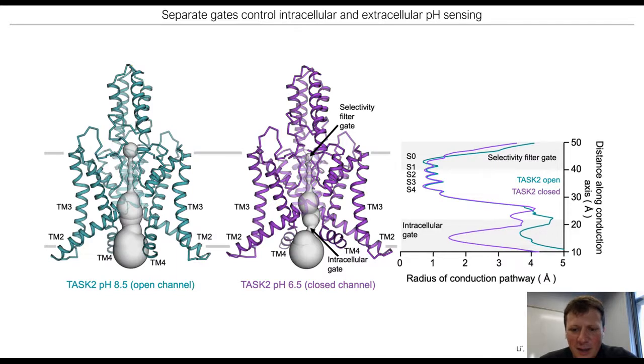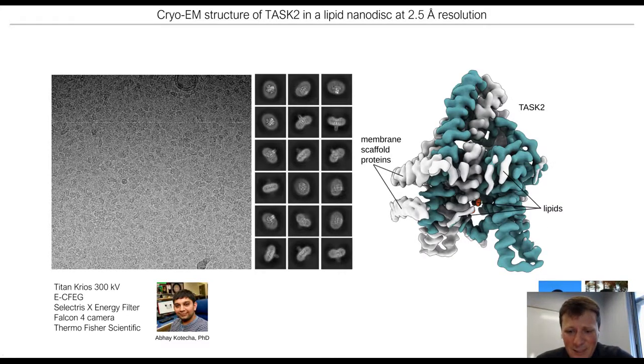So similarly, we were interested in whether we could understand more about how this channel operates from higher resolution structures. And so Balvin, in an analogous way, took the grids out of our Arctica that we didn't collect on, shipped them to the Netherlands, and Abe was able to collect a data set for us. And these data led to a reconstruction that was again improved substantially from our initial reconstructions, this one to 2.5 angstrom resolution. And I'm showing the final map here on the right of this slide.